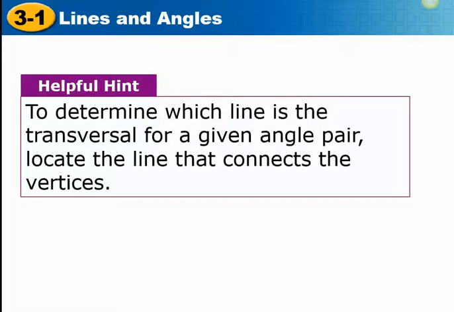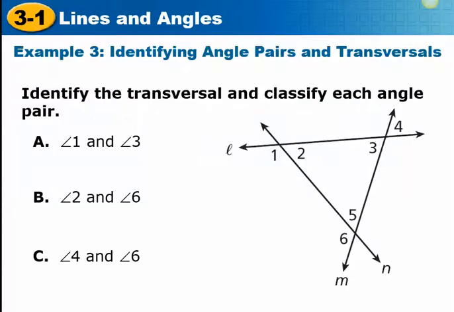Okay, so sometimes it's a little tricky, especially if you have more than 3 lines, to tell which one is the transversal. So what we want to do is find the line that connects the vertices. All right, so see, there's all these lines kind of overlapping. Well, which one's the transversal and which ones are the lines? So the first thing to do is look at the angles. Angle 1 is right here, and angle 3 is over here. The transversal is the line that cuts through both of them and kind of connects them. That's the transversal. So that means the other two are the lines.